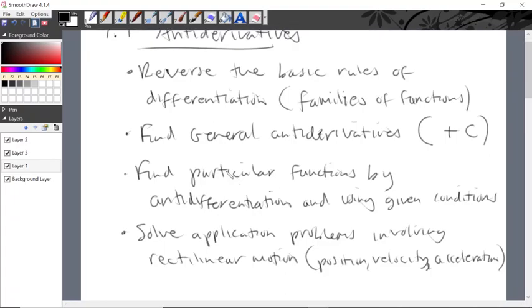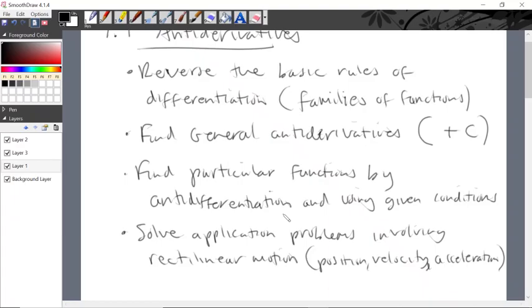Then we'll also look at problems where we'll have to find particular functions when given information and given conditions. As a context, for instance, suppose that in an application problem, we're given a velocity function and we're told what the initial position of an object was.